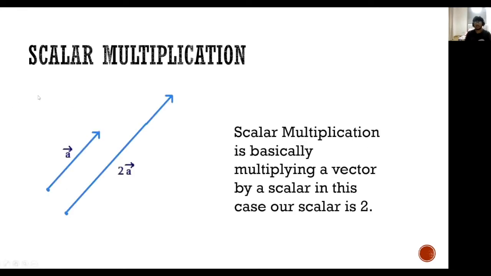Next, we have scalar multiplication on vectors. Again, let's consider a vector a, and if we multiply that vector by 2, that would increase all of its values by a factor of 2, right? By a scale of 2. So as we can see, this is twice the magnitude of a, right? That makes sense.